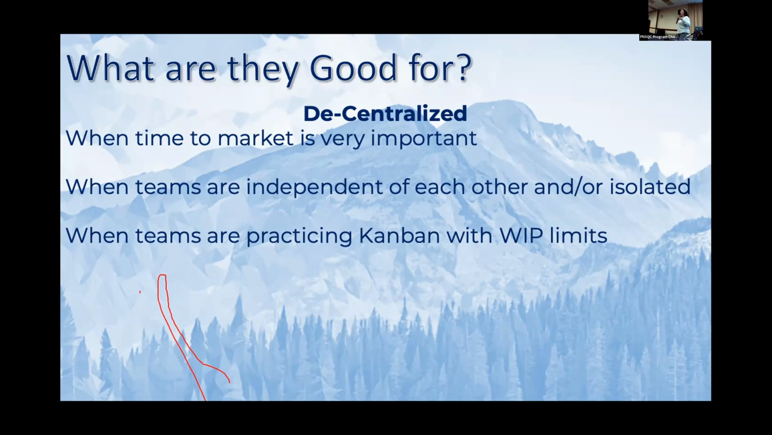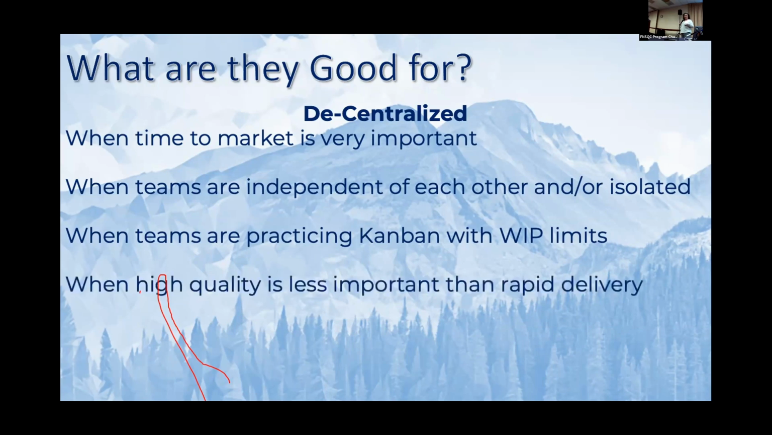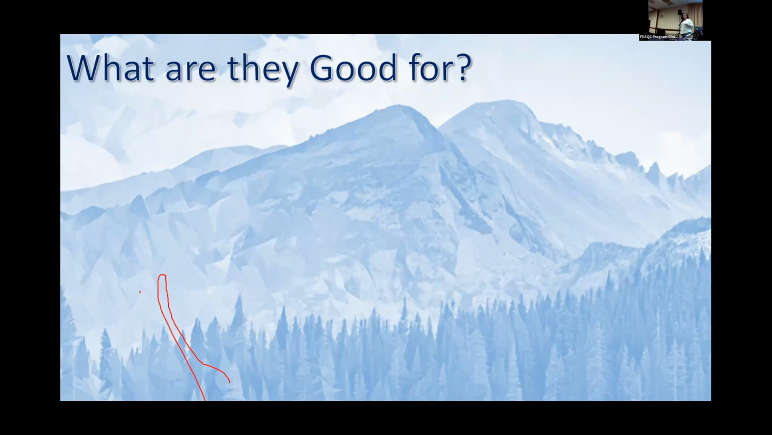In those cases, those teams tend to be a little bit more mature and can handle that more decentralized approach to testing. And then when high quality is less important, not that it's not important, but less important than rapid delivery. Again, think about startup times. Time to market is going to be much more important in a lot of those cases than perhaps the high quality and rigor that a centralized testing or QA approach brings on.